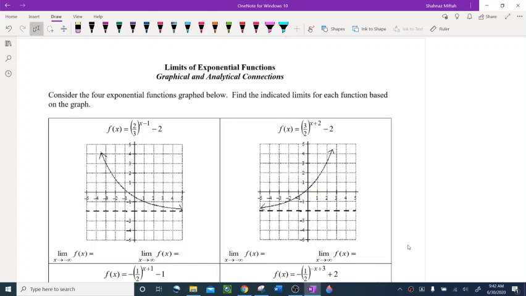Good morning, everyone. Let's do today limits of exponential functions, graphical and analytical connections. So today is exponential functions.